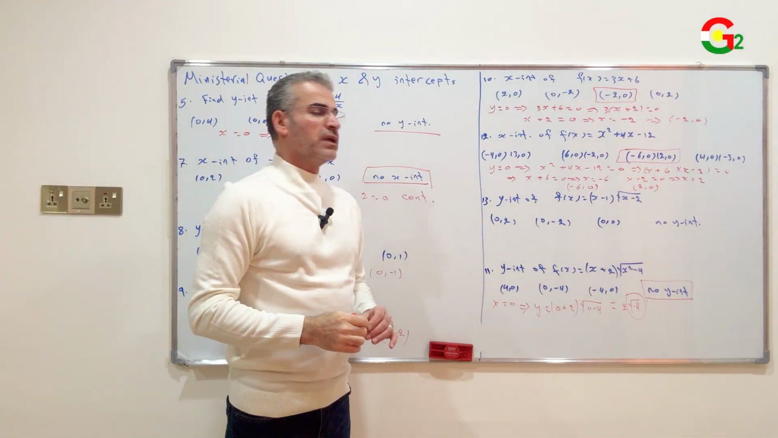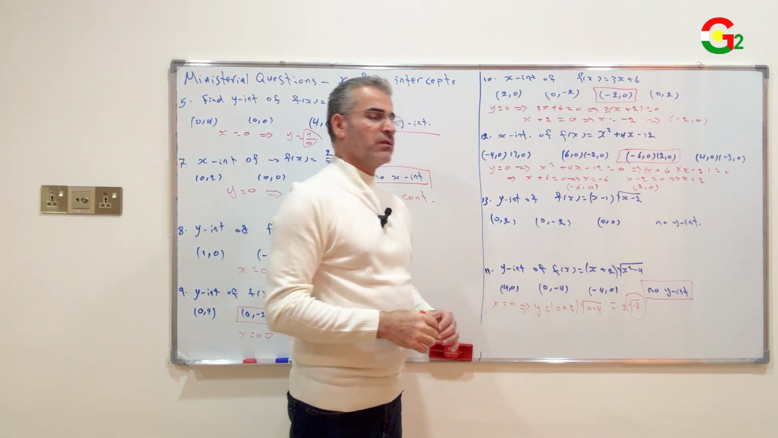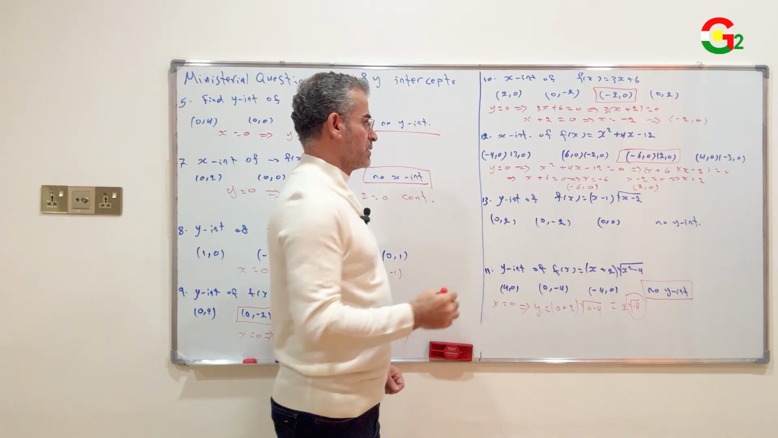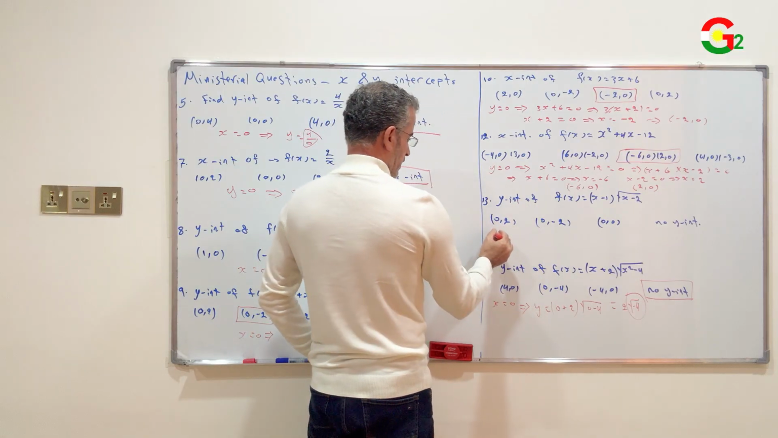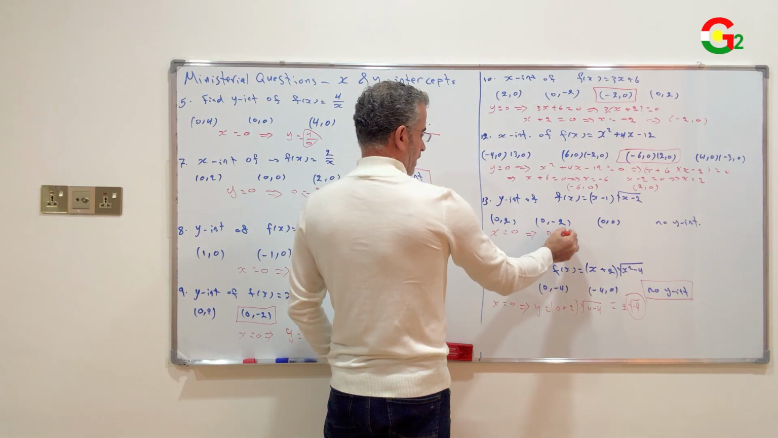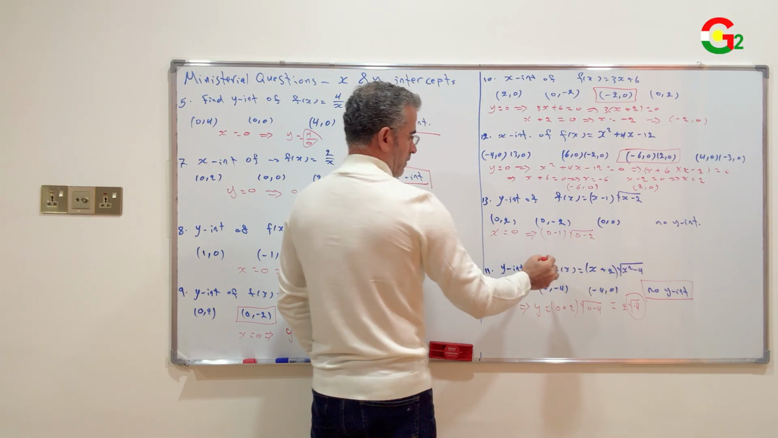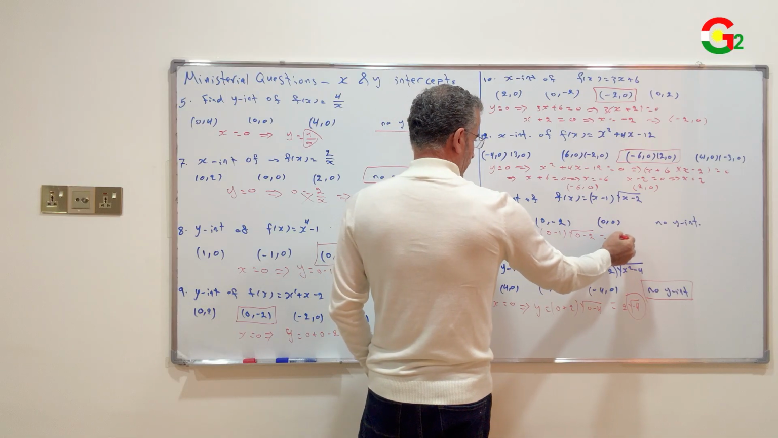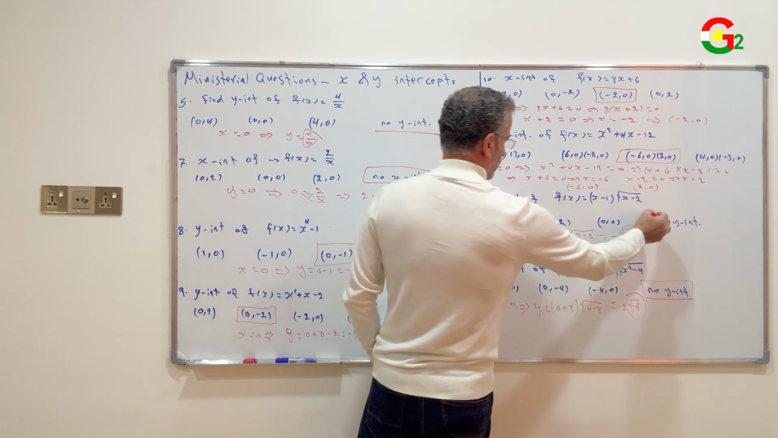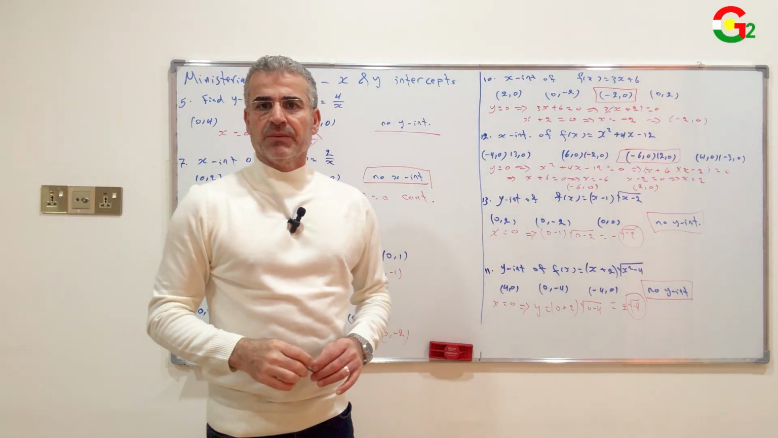Question number 13. Find the y-intercept of the function f of x equals (x minus 1) times the square root of x minus 2. For the y-intercept, set x equals 0, then (0 minus 1) times the square root of 0 minus 2, then negative the square root of negative 2, an undefined term, then there is no y-intercept.